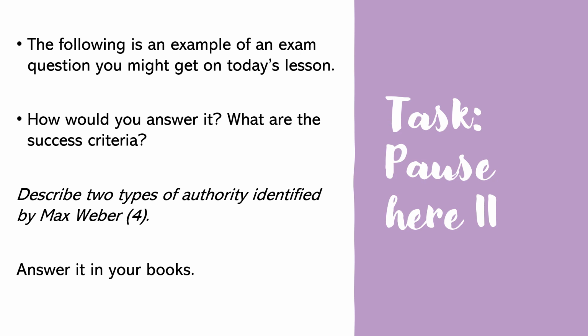So the question is, describe 2 types of authority identified by Max Weber, and it's worth 4 marks. So really simple, 2 types, 4 marks means 2 marks for each type. How are you going to get those 2 marks for each one of Max Weber's types of authority? So jot that answer in your book. It should only be 2 sentences or so.